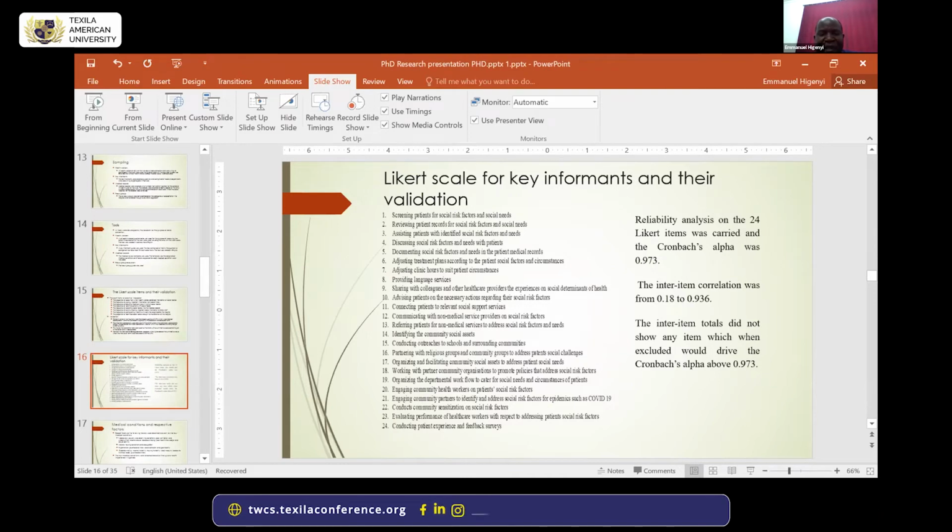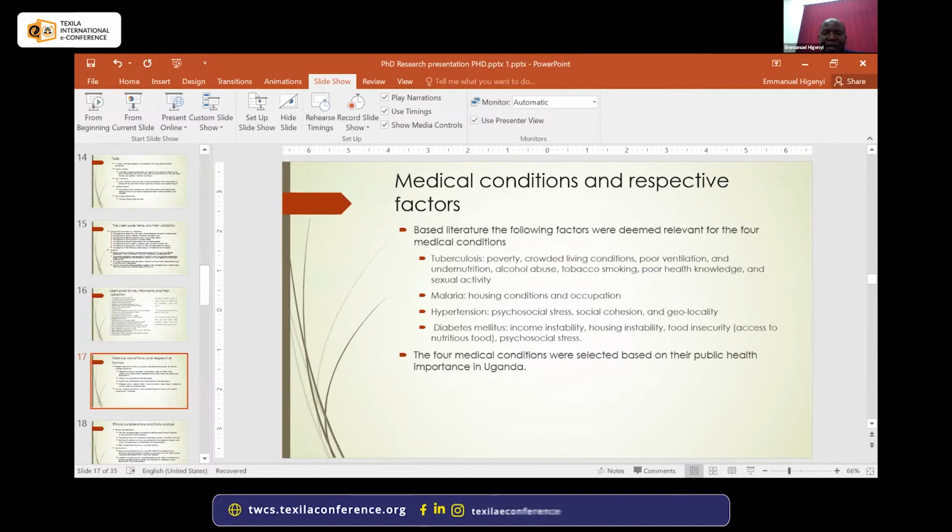The same happened with the key informant guide. My key informant guide, which I am using for the entire study, has 3 components. One was a quantitative component, the other is semi-quantitative, and the other is basically qualitative. So for purposes of integration, I used the quantitative part of it. And again, I was using the Likert scale approach, validated using Cronbach alpha for reliability.